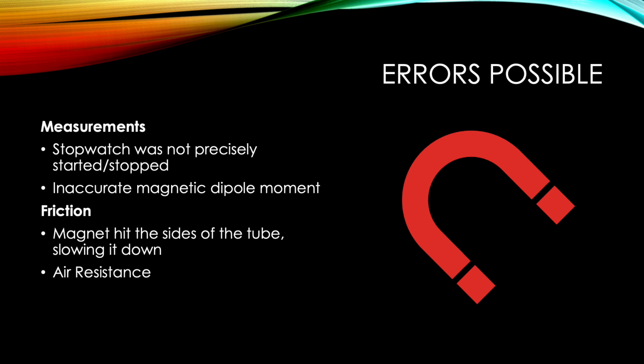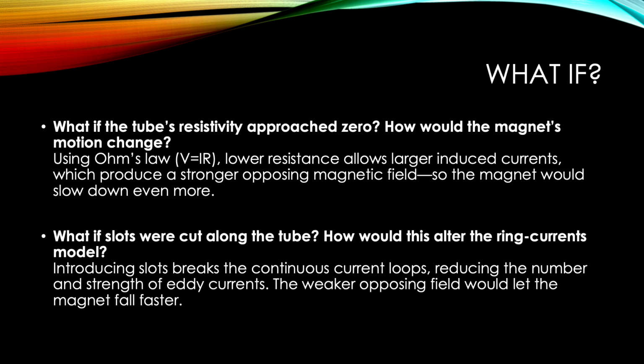Some potential errors include measurement errors, such as the stopwatch not being precisely started and stopped, which is basically a human error, and inaccuracy of the magnetic dipole moment. Another is friction, where the magnet might hit the side of the tube, or air resistance that acts as the magnet falls down.